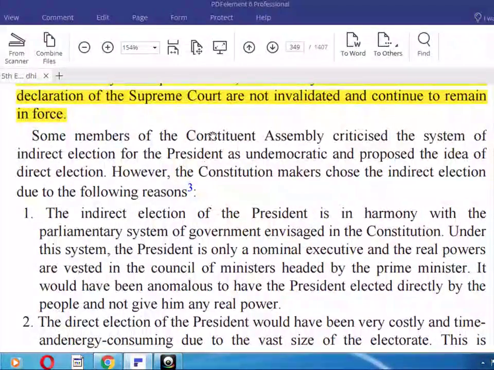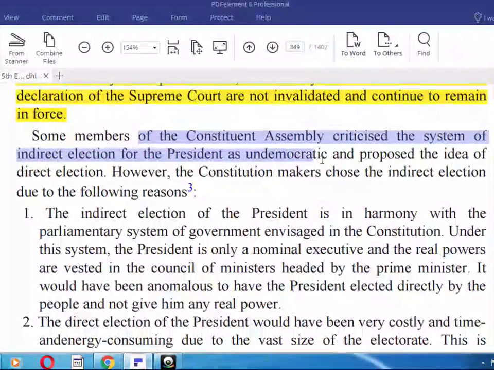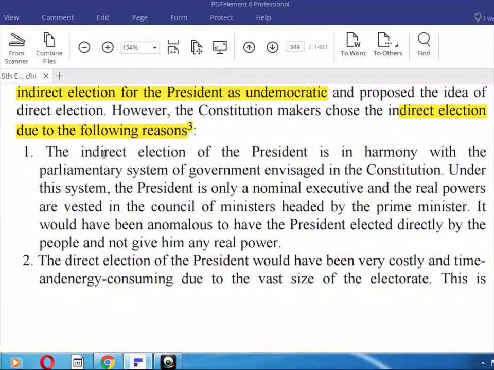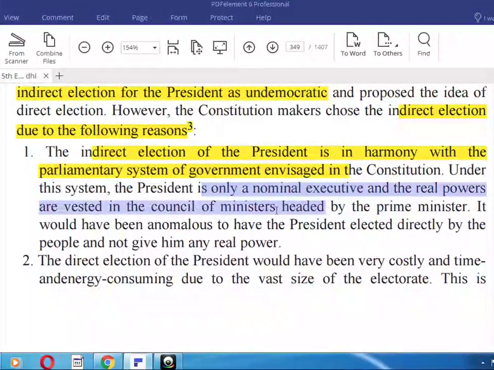Some members of the Constituent Assembly criticized the system of indirect election of the President as undemocratic and proposed the idea of direct election. However, the constitution makers chose indirect election for the following reasons. The indirect election of the President is in harmony with the parliamentary system of government envisaged by the Constitution. Under this system, the President is only a nominal executive, and real powers are vested with the council of ministers headed by the Prime Minister. It would have been anomalous to have the President elected directly by the people and yet not give him any real power.